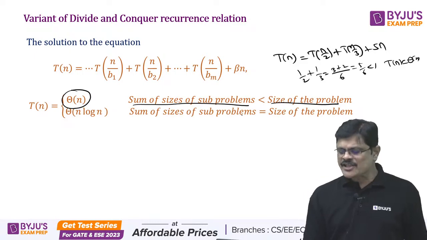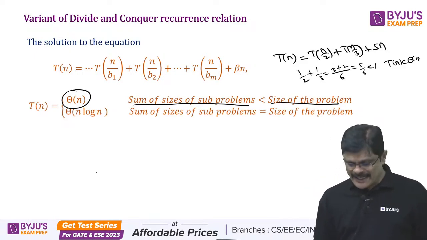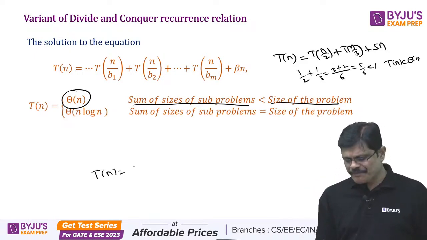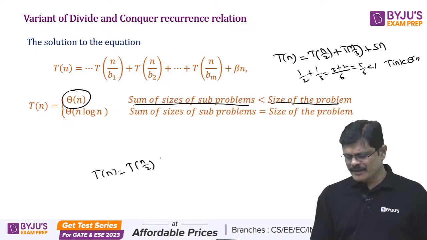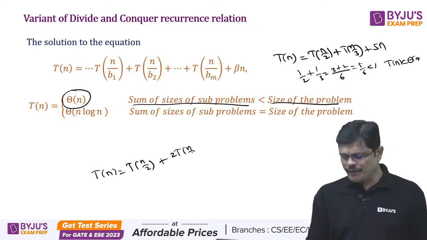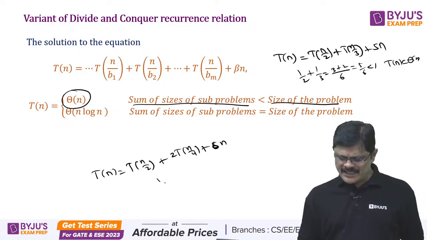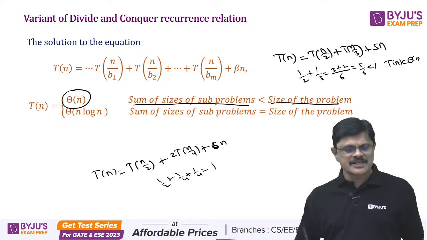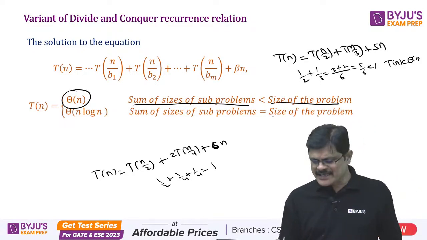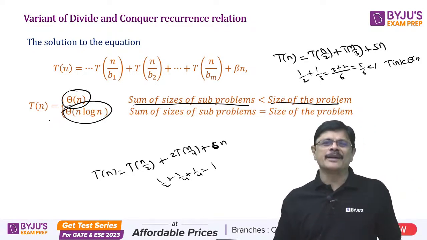If the sum of sizes of subproblems is the same, for example, if I say T(n) is equal to T(n/2) plus 2 times T(n/4) plus 5n or 6n, whatever it is. Here what happens, it is 1 by 2 plus 1 by 4 two times. The sum of sizes of subproblems is equal to 1. In this particular case, the answer would be theta n log n, my dear friends.